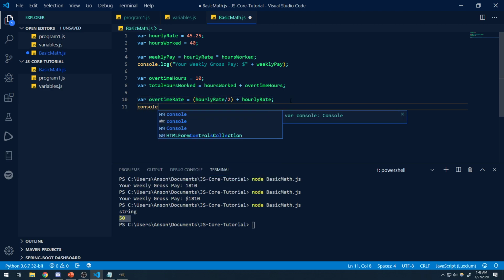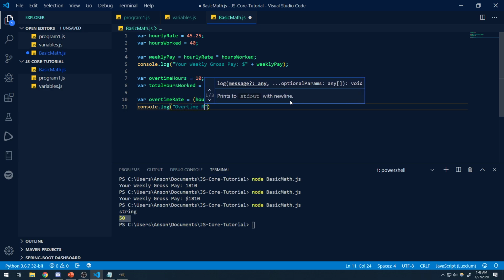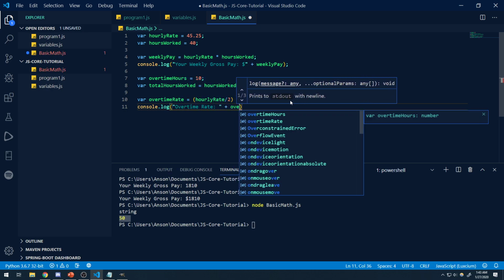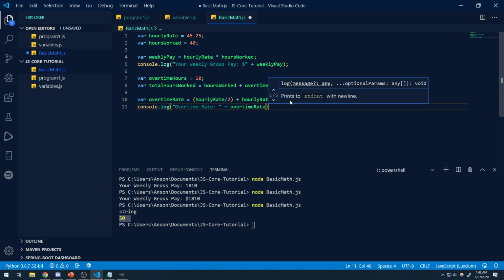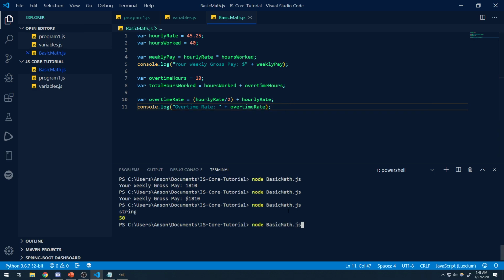Okay, so you're going to see it over here. Let's just say overtime rate is equal to overtime, and we're concatenating to that. Let's run this again. Overtime rate is 67.875. Pretty cool, right?